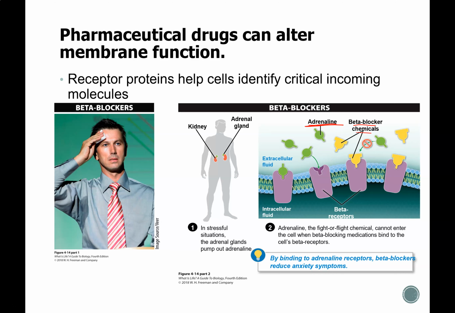But beta blockers are a type of pharmaceutical that actually bind at those receptor proteins instead of adrenaline so that it reduces the reaction to a stressful situation. So essentially reducing anxiety and stress in normal everyday situations. So our membranes are important because they are taking chemical signals from the environment, from our bodies themselves, and using them to create a particular cellular response. But we can also use drugs, prescription or non-prescription, to block those receptors and change the reactions of our cells.